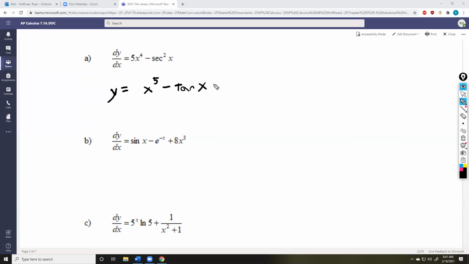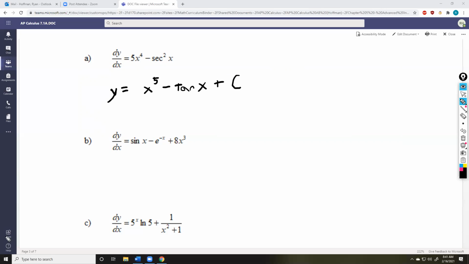And now that I want the general indefinite integral plus c, make sure you have your plus c's out in front of all of these. So that is part A. Don't forget your plus c's.